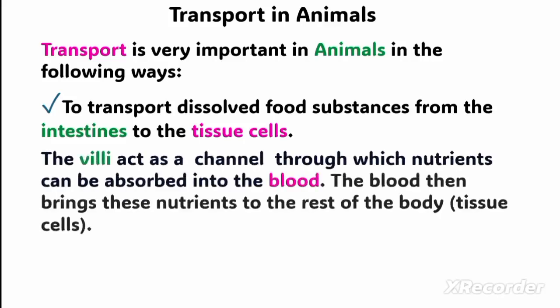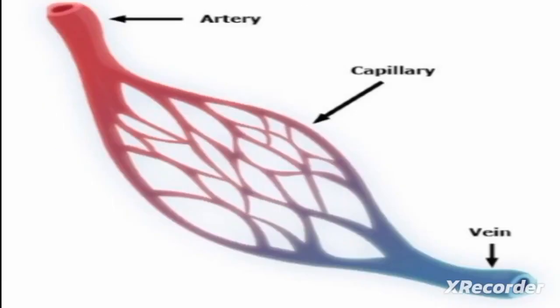The villi act as a channel through which nutrients can be absorbed into the blood. The blood then brings these nutrients to the rest of the body tissue cells. So transport in animals helps to transport oxygen, carbon dioxide, and glucose.